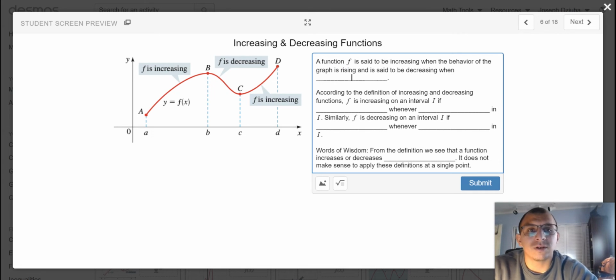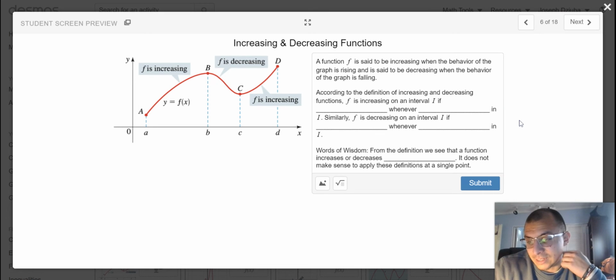and is said to be decreasing when the behavior of the graph is falling, as we can see here in our image that was provided. The way to really think about increasing and decreasing behavior of functions is to think about a roller coaster.